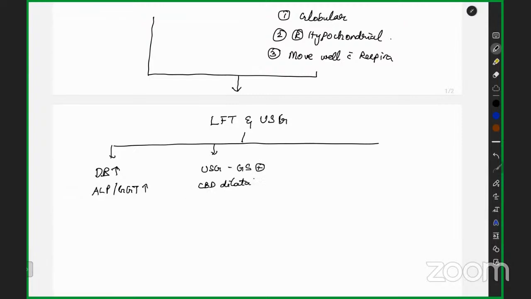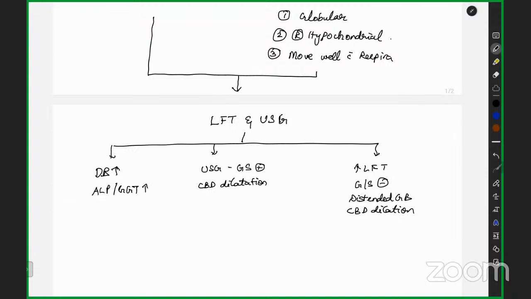Or the third chance is, of course, the liver function test is elevated, but your gallstones are negative. There are no gallstones at all. But what you can find is a distended gallbladder. A distended gallbladder can be seen, it is not going to have gallstones, and you are also going to have CBD dilatation. So in one case, you are going to have a raised direct bilirubin level, and ALP and GGT levels are going to be raised.